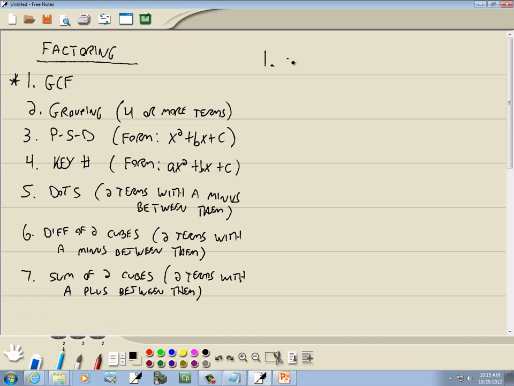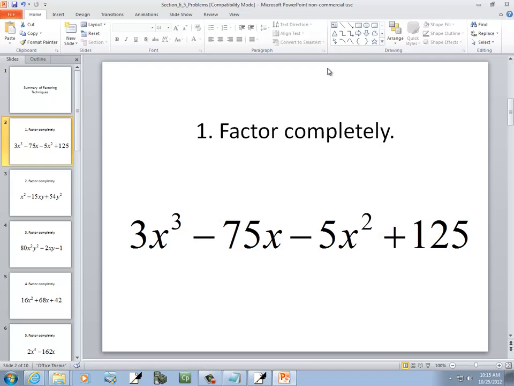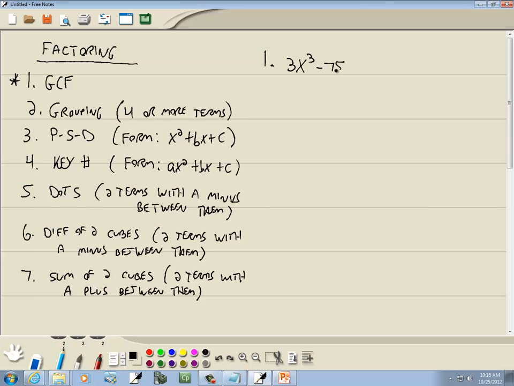We've got 3x to the third minus 75x minus 5x squared plus 125. First method is GCF. But as I look at these, all four terms don't have anything in common. Some are divisible by 3, some are divisible by 5, some of them have x's, but not all of them. All four terms have to have something in common for you to factor it out.